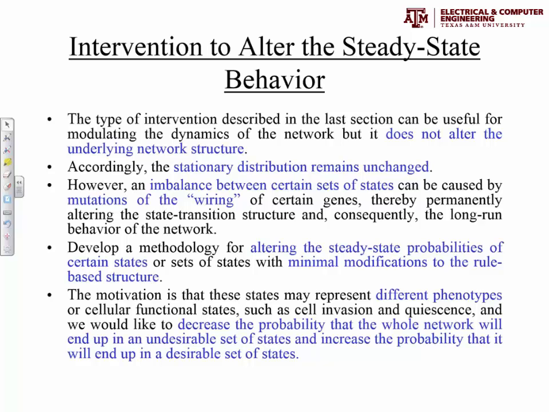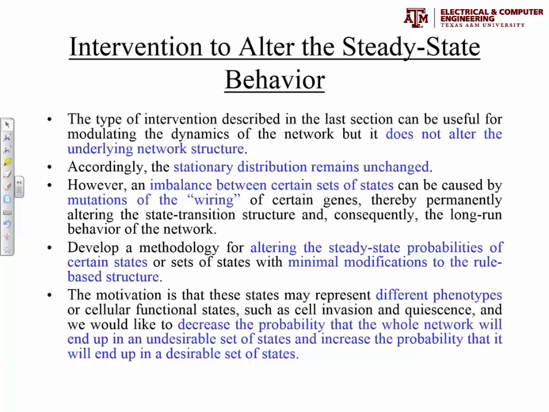So the type of intervention described can be useful for modulating the dynamics of the network, but it does not alter the underlying network structure. Accordingly, the stationary distribution will remain unchanged. However, an imbalance between certain sets of states can be caused by mutations of the wiring of certain genes, thereby permanently altering the state transition structure and consequently the long-run behavior of the network. So we are interested in developing a methodology for altering the steady state probabilities of certain states or sets of states with minimal modifications to the rule-based structure.